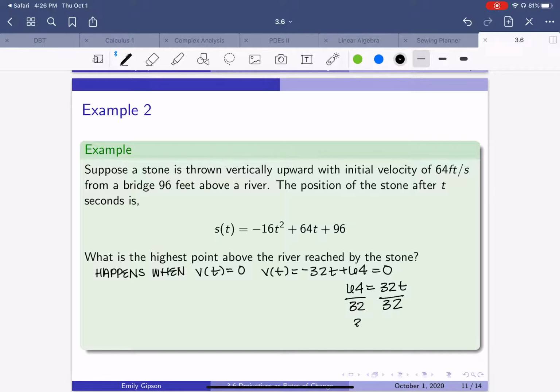I'm left with 2 over 1 t. So the stone reaches its peak at time equals 2 seconds. And I did that with some quick algebra. So let's move on to question C.